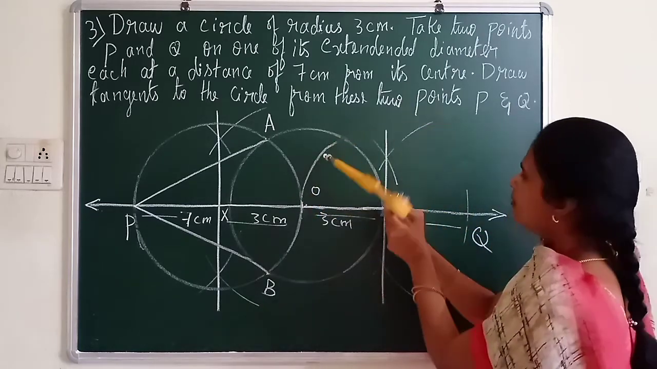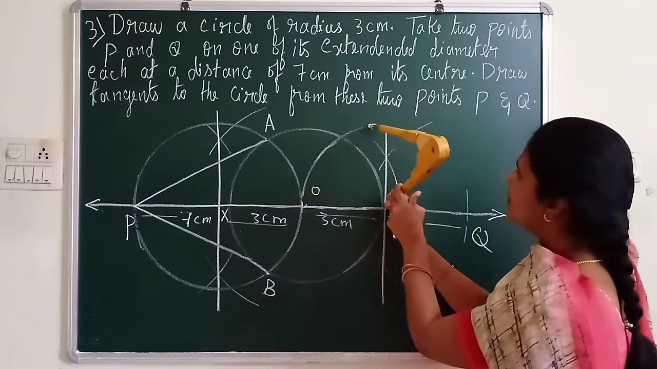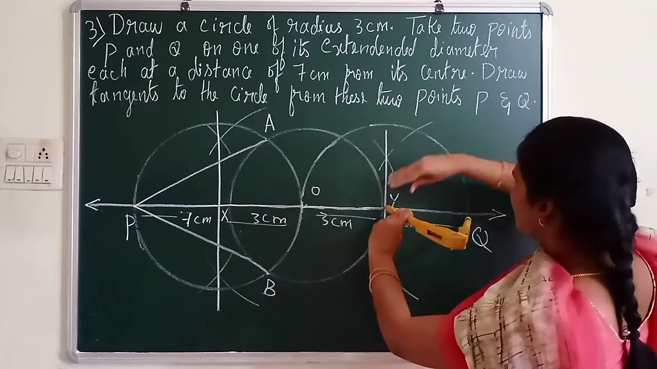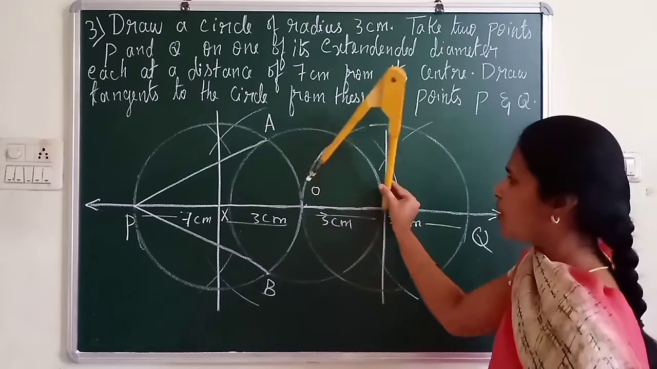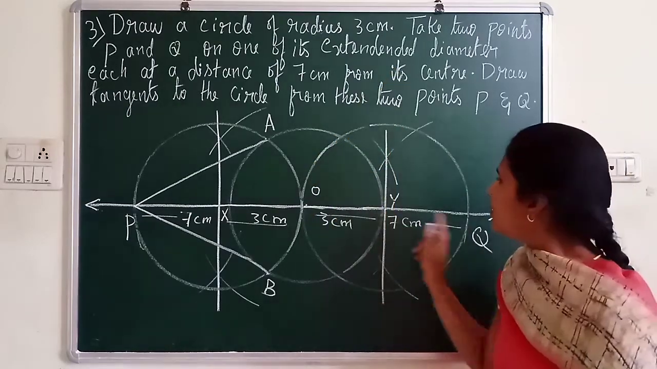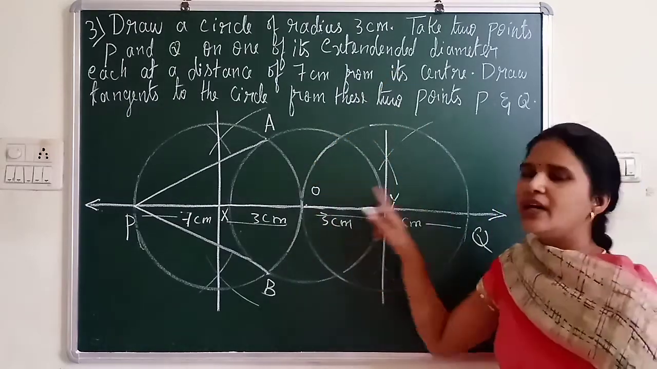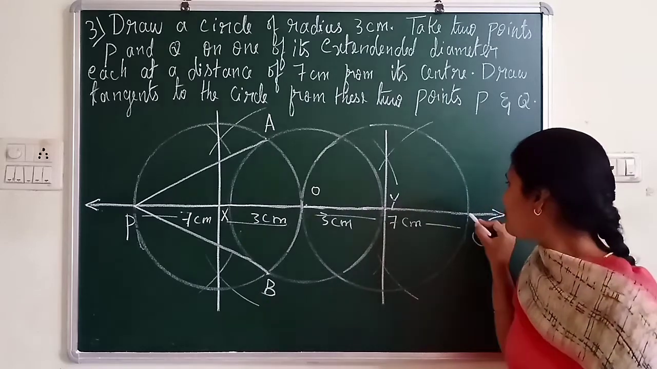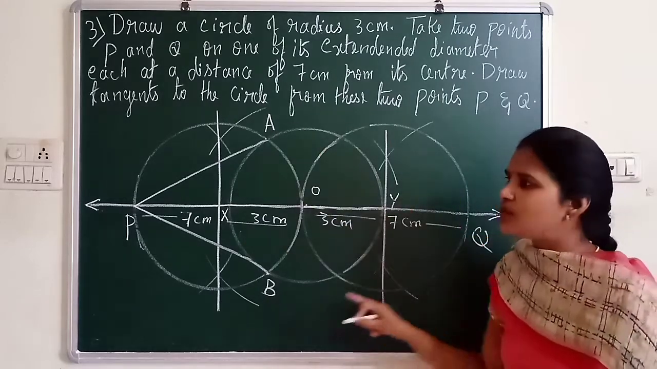So draw a circle. You can observe that this circle passes through O and also Q. You can see this circle is passing through O and Q. Now what do I have to do? From Q, I have to draw the tangents to this circle.